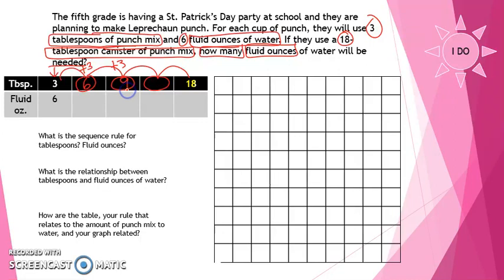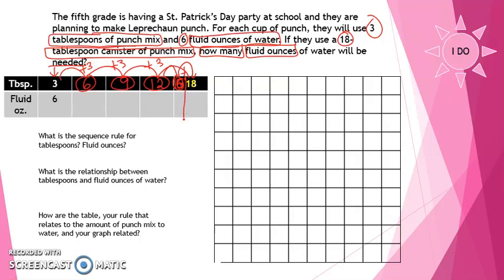And if I add 3 again, I'm going to get to 12. And if I add 3 again, I'm going to get to 15. And then if I added 3 again, I would then get to my 18. Okay, so sorry, I left this little column out.